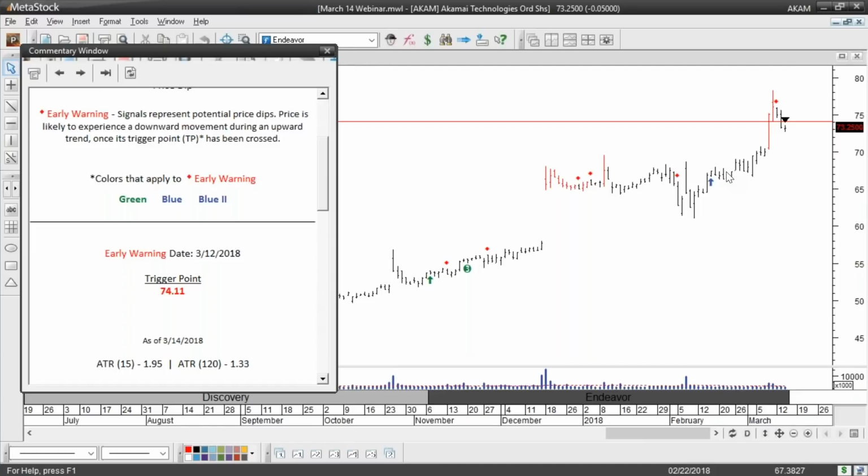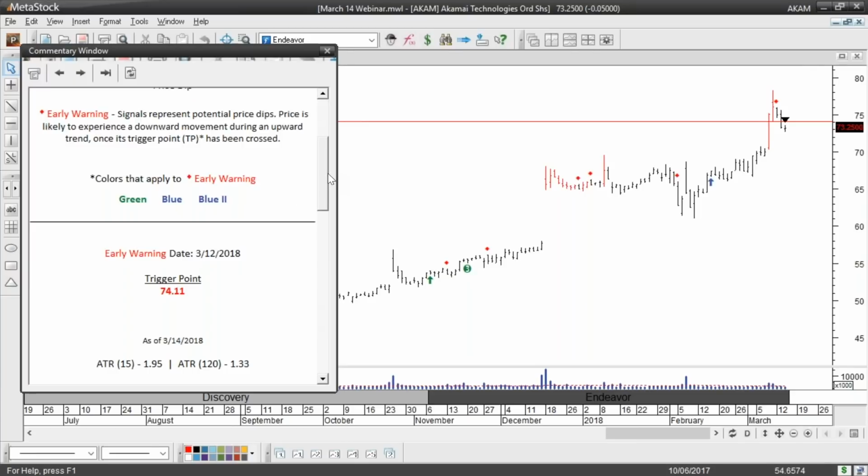Which, if this falls, let's just say 2% from our trigger point, our 74.11, that would put price down to 72.62. You can see just by looking at the chart here, the price has already begun to fall, and it's actually almost at 72.62. It came very close today. But over the next few days, you guys can watch this and see if price hits our number.